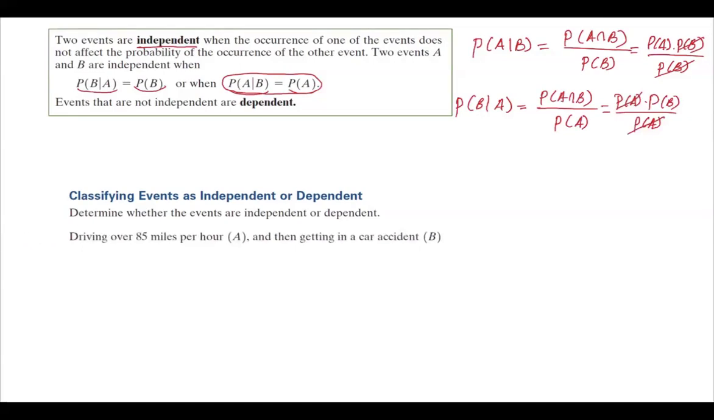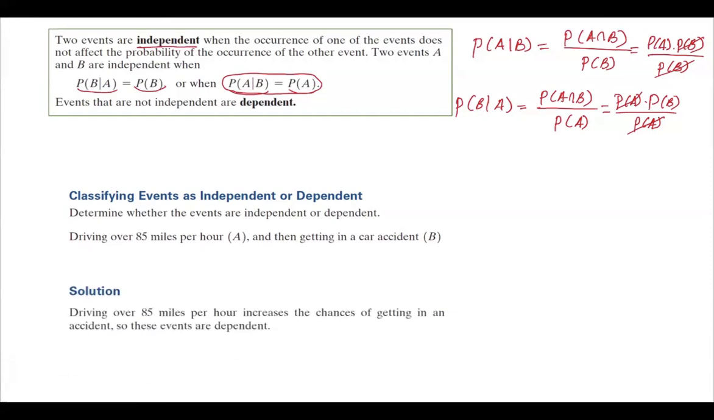Take a look at this example. Driving over 85 miles per hour, which is event A, and then getting in a car accident, B. Are these two dependent or independent? Well, driving over 85 miles per hour increases the chance, so it has some impact on getting into accidents. So these two events are dependent.